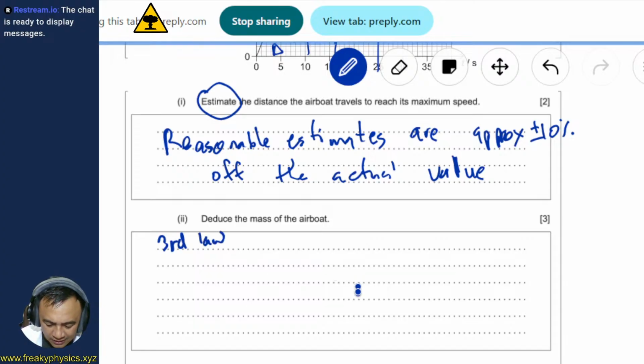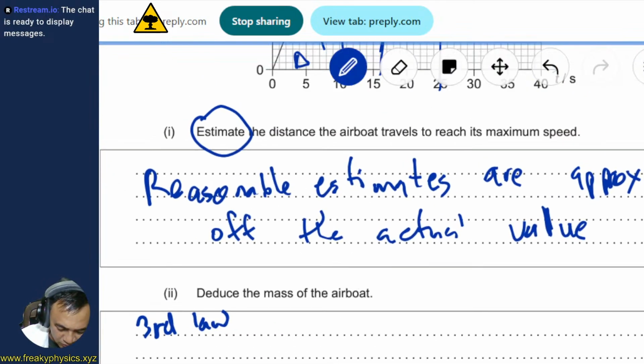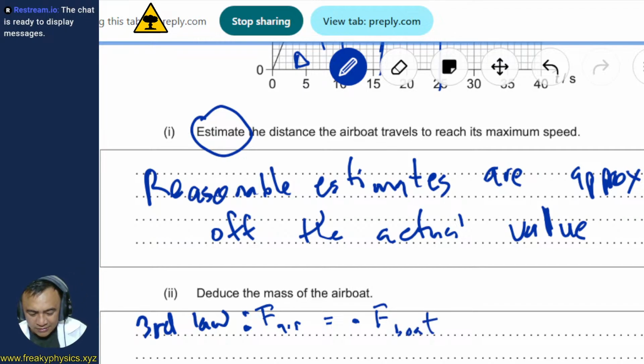How do we do this? We're now going to do the force on the air is equal to, let's put the negative sign here to make it complete, the force on the boat. Now that we know this, let's just do ma. That's going to be equal to ma as well, but we'll put air here and then airboat here. Now the mass of the air, that's going to be 240 kilograms. We don't know the mass of the boat, so we'll call that m.